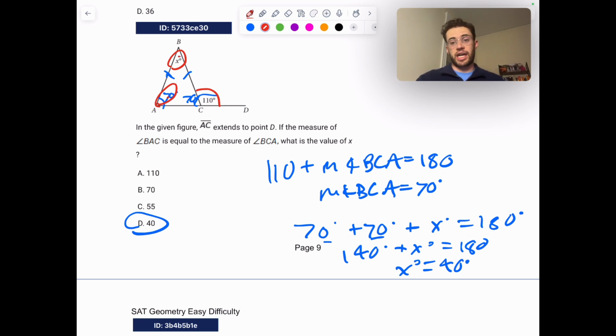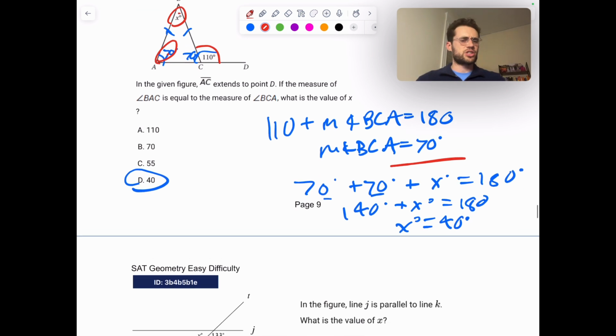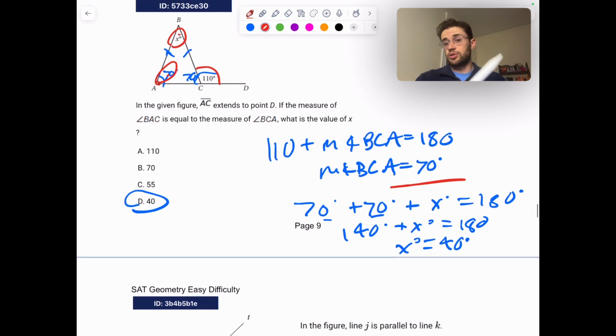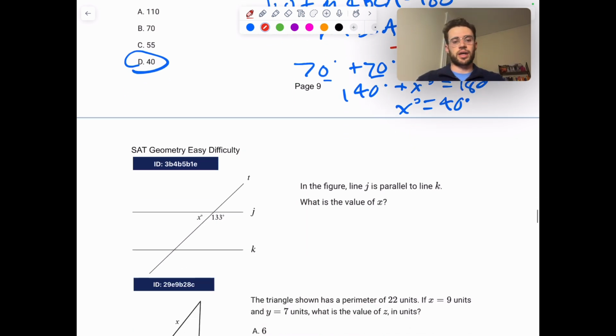So that does check out, assuming that we did the 70 correctly, which we did, because, again, we did this supplementary angle, and then these two are congruent. But that trick sometimes will help you speed up. Sometimes you can just use a trick like that to check that your math is correct.